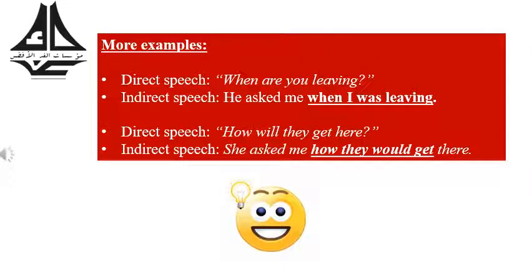Another example. How will they get here? Let's change it to reported speech. She asked me how they would get there. First of all, how plus the subject, which is they, and the verb would get, so we changed will to would, and finally we changed here to there.